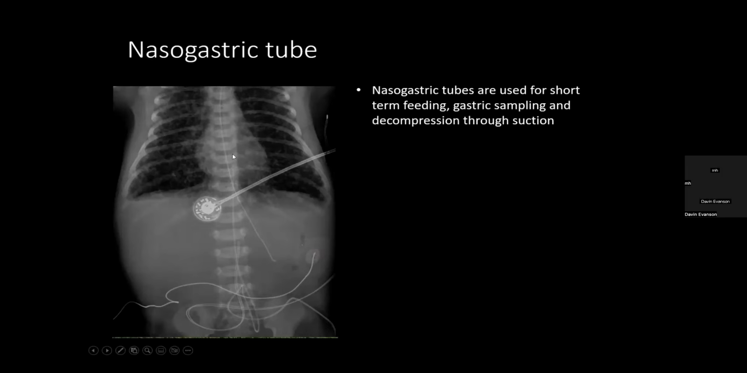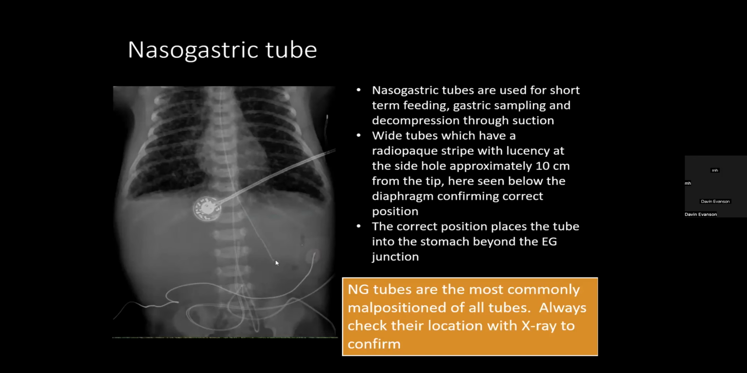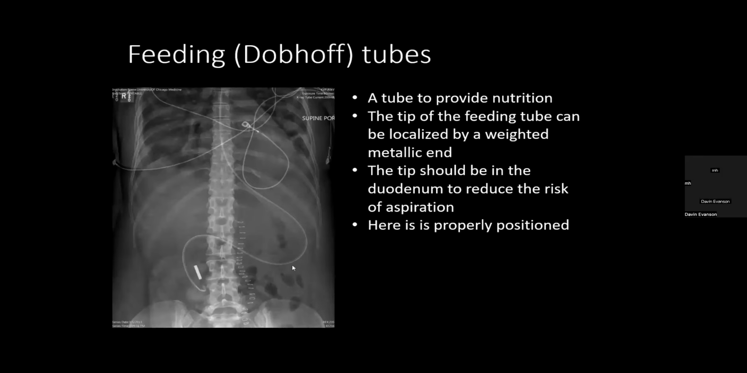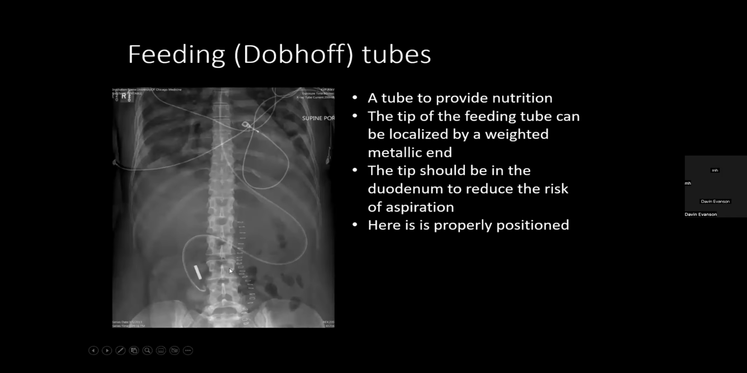Our NG tube, again, we want it to come below the diaphragm, a little bit to the left of midline. As opposed to a Dobhoff feeding tube, see how radiopaque it is here, as opposed to non-radiopaque at the tip. So these ones we like to be in the duodenum, ideally.